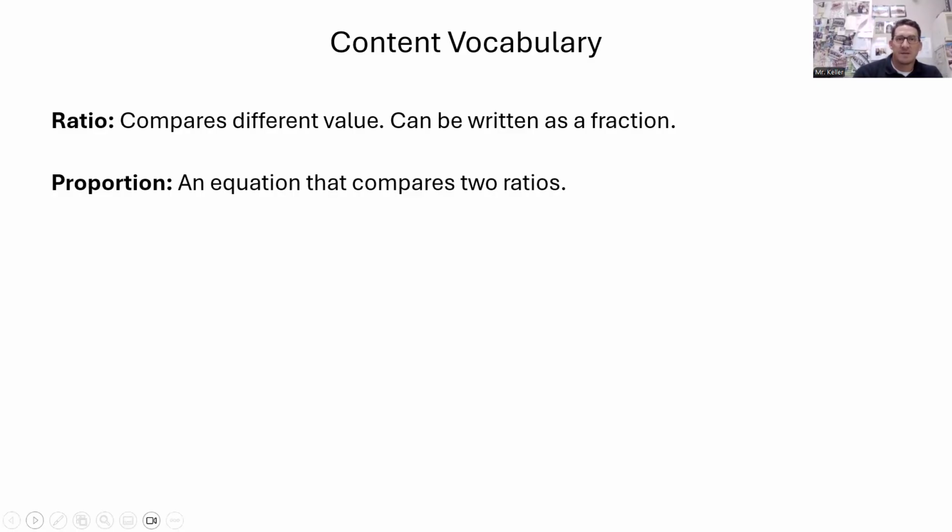So, real quick, some content vocab. We have a ratio. A ratio is a tool we use to compare different values. Can be written as a fraction, and that's what we were going to be working with here. Sometimes we'll see ratios written like this as 5 to 2. We'll be doing ratios as fractions, 5 to 2, or just 5/2. It's fine. A proportion then is an equation that compares two ratios, which would be something like this. And that is what we are going to be solving today, proportions.